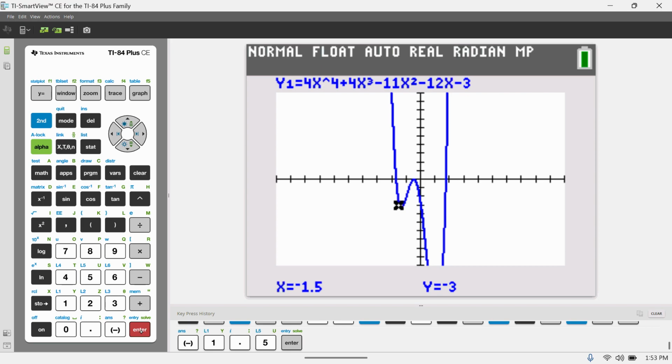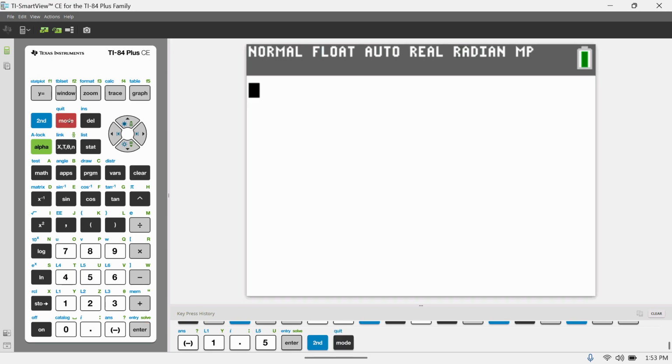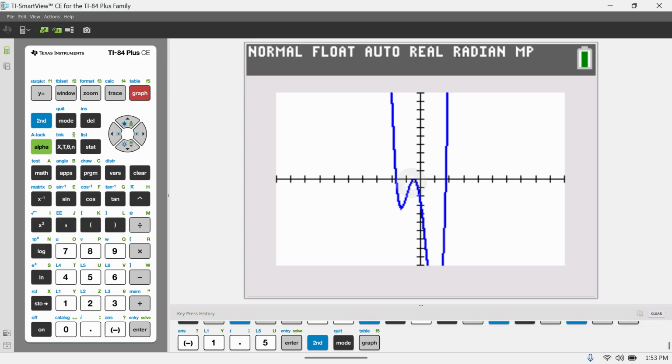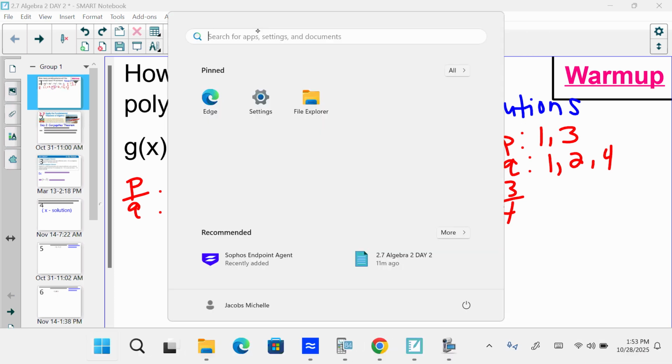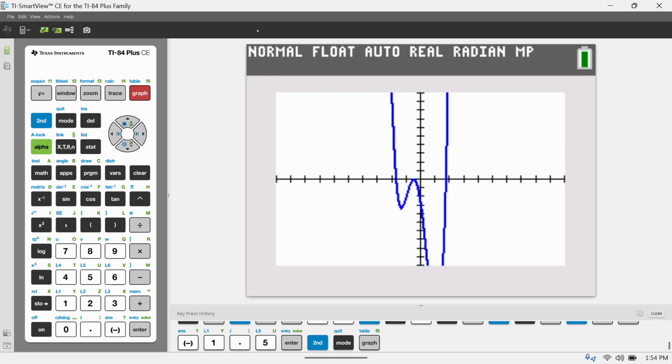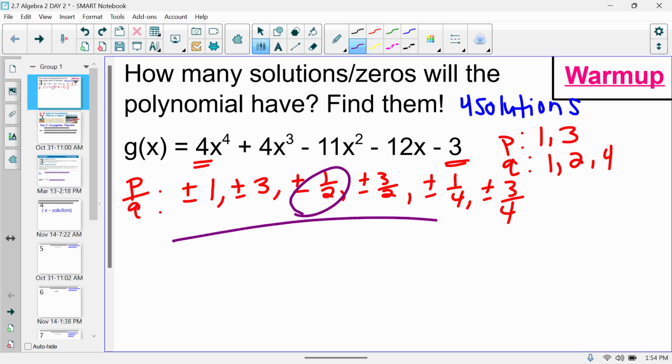Look at the next zero. It looks like about half of a unit to the left of the origin to me. So maybe negative 1/2, and that is in our list. So what you should be doing is going ahead and trying negative 1/2. Look at the last place where it looks like it crossed the x-axis. Again, it looks like maybe 1.8 to me if I had to guess, but that's not anything that's in our list. So your best bet is to go with negative 1/2.